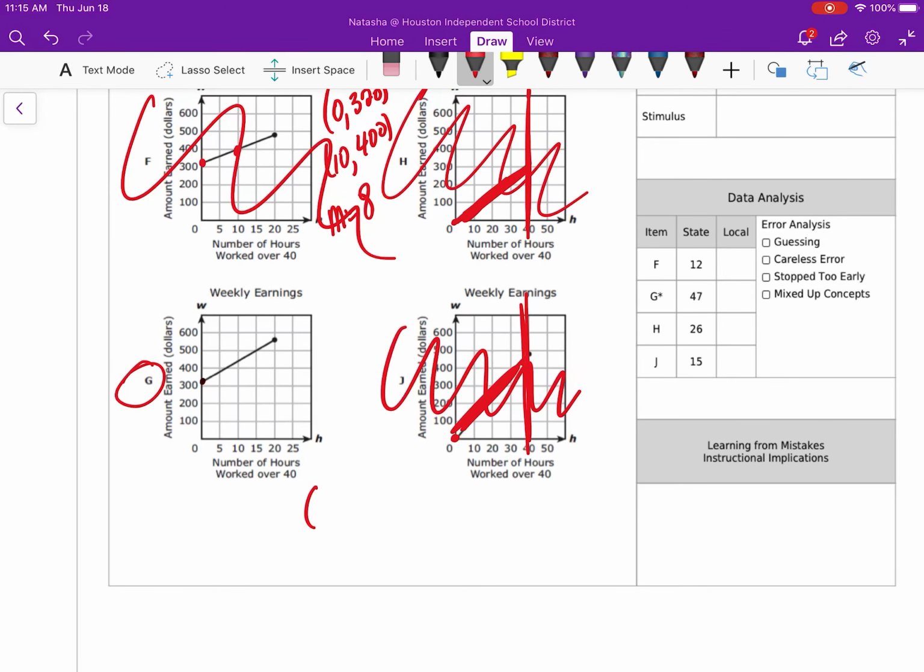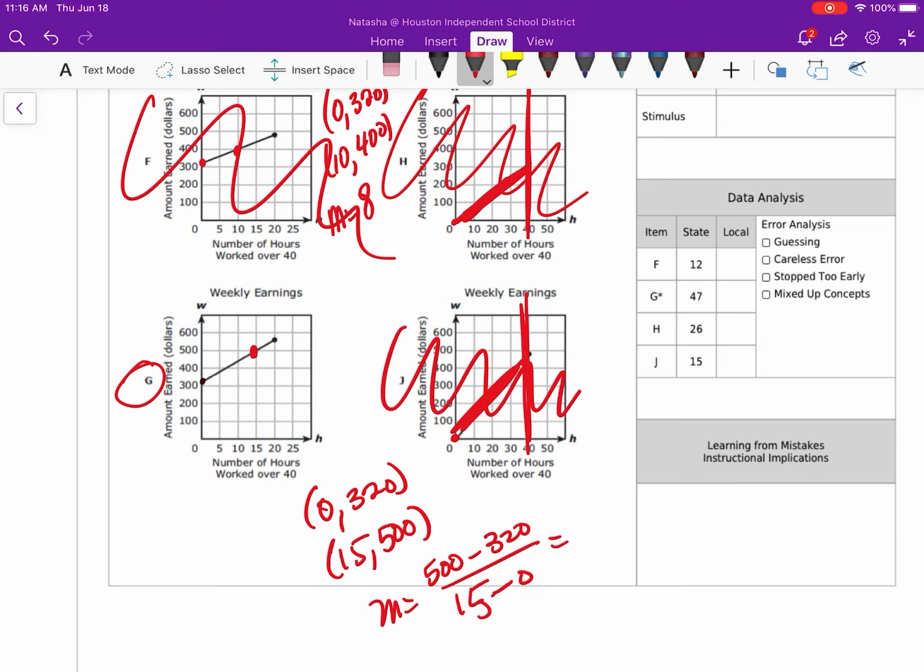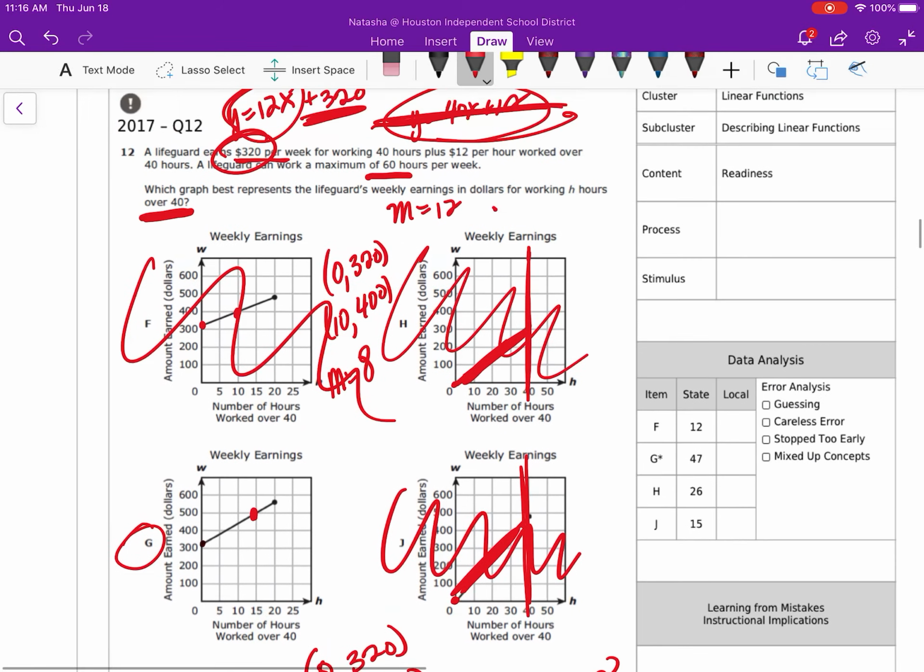So again, we have an initial starting value at 0, 320. And then we have another perfect point there at 15, 500. And if I do my rise over run, so 500 minus 320 divided by 15 minus 0, that's going to end up simplifying to be 12. And that works. That is our slope, $12 per hour. All right? Hopefully that helps work that through.